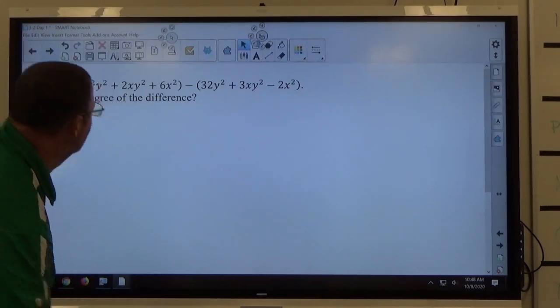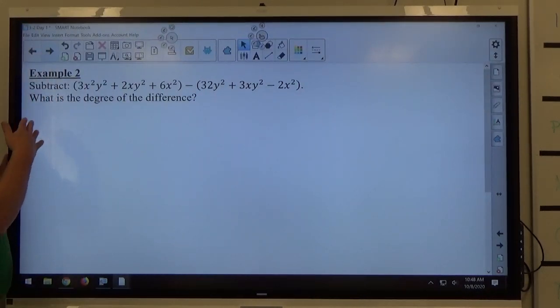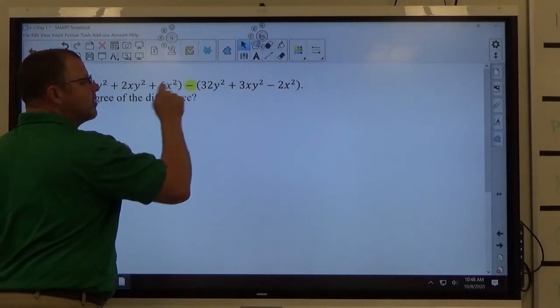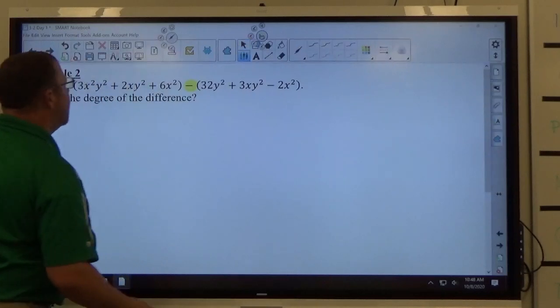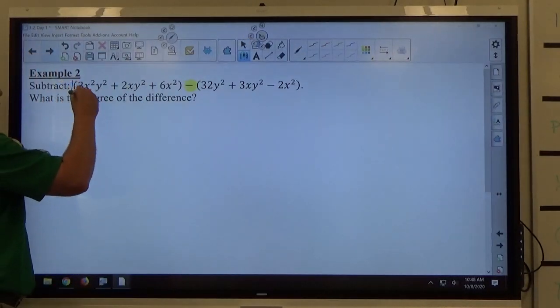Looking at example 2, it says subtract. Okay, and again, the book might still say add. Again, algebra books, adding and subtracting, they're all in the same family, so they sometimes will say add. But notice this is minus, we're subtracting polynomial 1 minus polynomial 2. And again, there's nothing happening to polynomial 1.